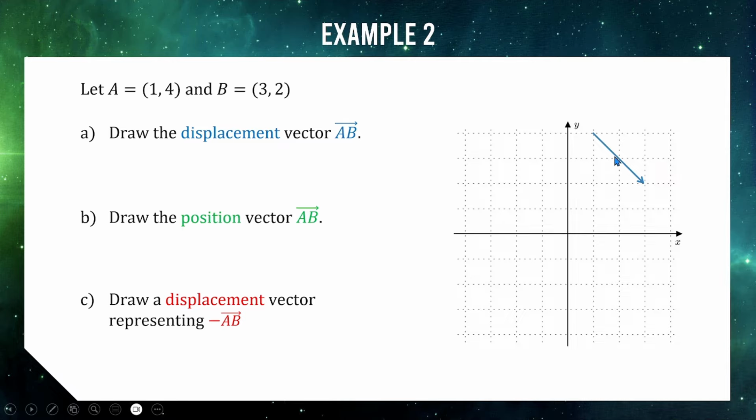Now to make that a position vector, we're going to keep the same length. We're going to keep the same direction. We're just going to move this starting point. Instead of starting at 1, 4, we're going to start down here at the origin, and it's going to look like this. So the blue is the displacement, can be anywhere, and the green is the position starting at the origin. Now we're going to draw a third one. We're going to draw a displacement vector, which represents the negative version of these two vectors, so minus AB. Reminder from before, I showed you guys that when you take a vector and multiply it by a negative, all it does is just reverse the direction and it keeps the length the same.